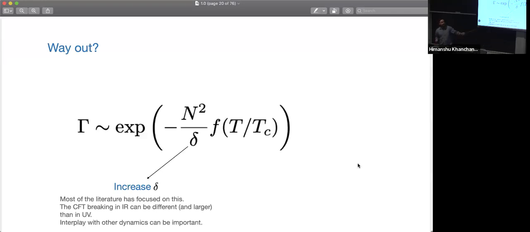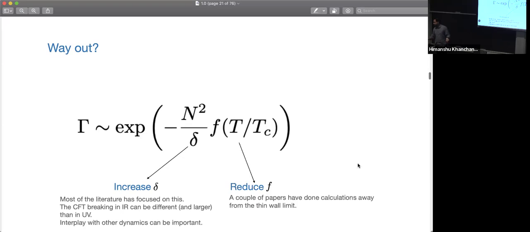And of course, changing delta translates to changing n in some way. So they say, oh, can this be viable for n equal to 2, n equal to 3, n equal to 5? This is how you can think of all the work. One is, of course, to go away from the thin wall limit, which has some technical complications, which reduces F, but not a lot. That also helps. A couple of papers have done this calculation away from the thin wall limit.